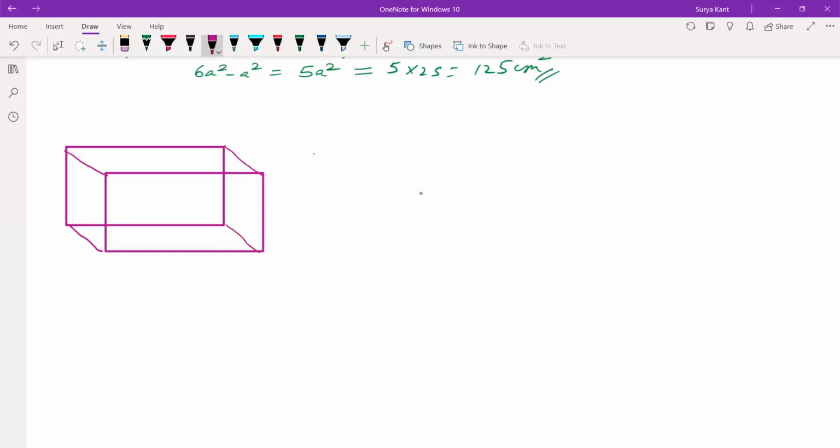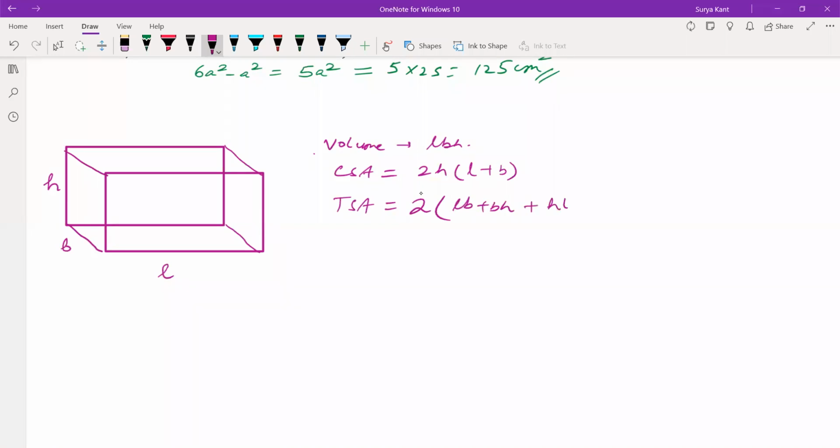Are you sure? 2H into L plus B. This is length, this is breadth, and this is height, right? Yes, sir. So first part, volume, you told LBH, right? Yes, sir. LBH. CSA is 2H into L plus B. TSA is 2 into LB plus BH plus HL. Okay.